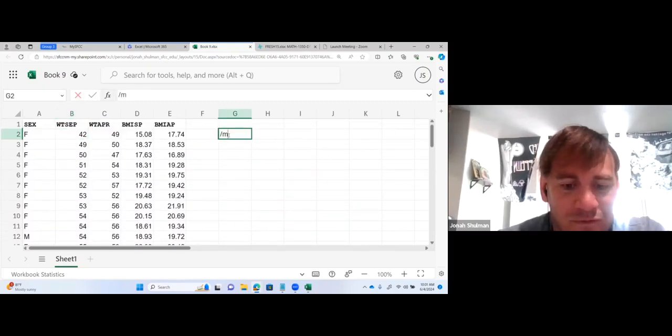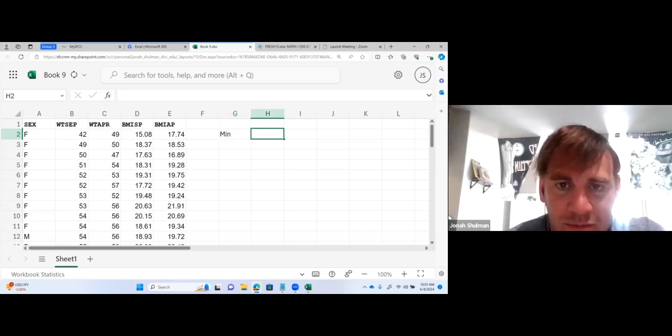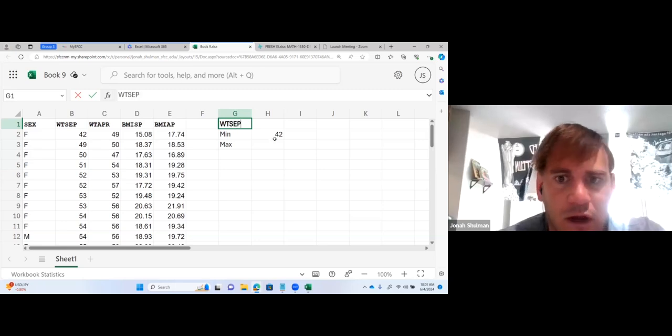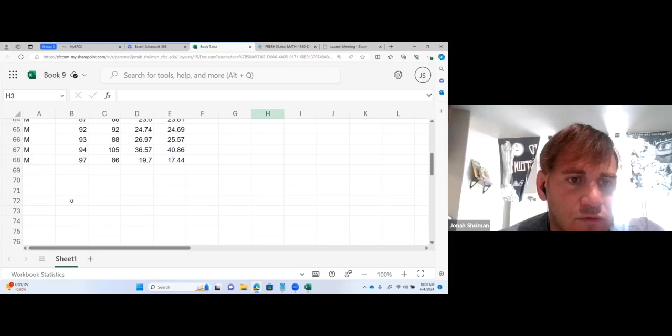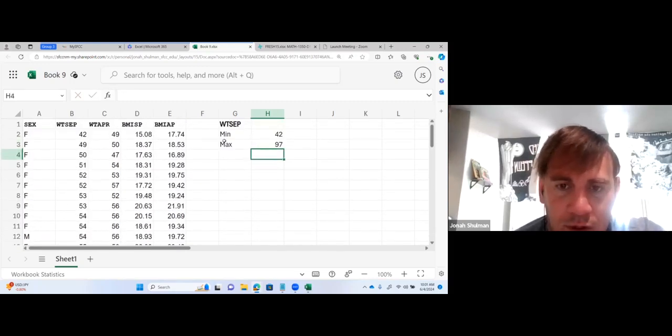So we already have some information. My minimum, and I'll just make a little table just for data here. So our minimum, our smallest number, minimum's 42. Our maximum, and we're just doing this column for WTSEP. So we should say what this is. This is the data just broken down by WTSEP. Our max is 97.